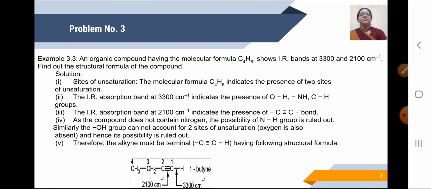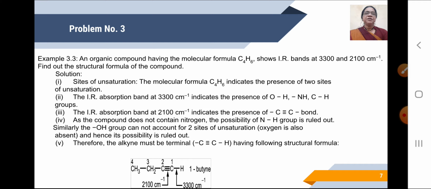Now the third example: an organic compound having the molecular formula C4H6 shows IR bands at 3300 and 2100 per centimeter. Find out the structural formula of the compound. First of all, you have to see the sites of unsaturation. The molecular formula C4H6 indicates the presence of two sites of unsaturation.